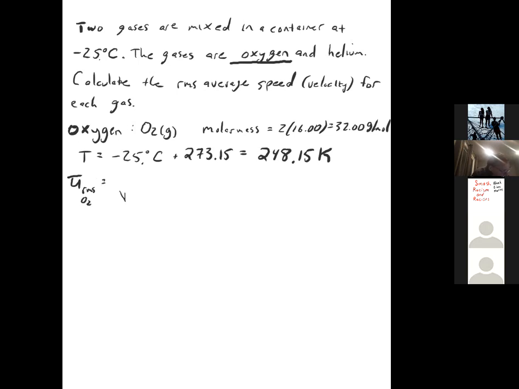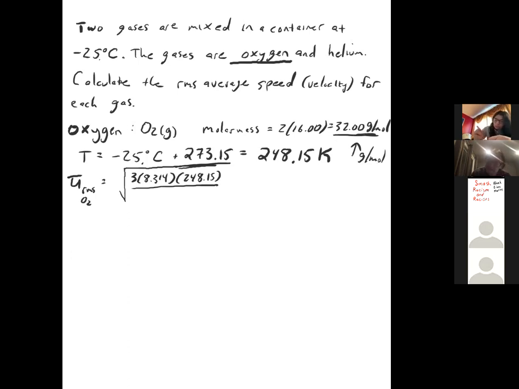It would be the square root of 3RT. Remember 8.314? T is 248.15. And then we divide that by the molar mass, but oh boy, this is grams per mole. And we need to have it in kilograms per mole. So here's what I'm going to do. 32 grams per mole, and kilo is 1,000. So kilogram over 1,000 grams, okay?